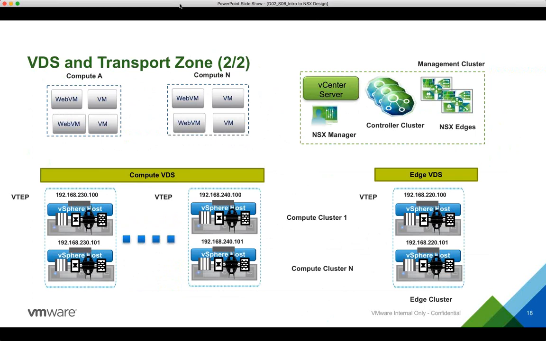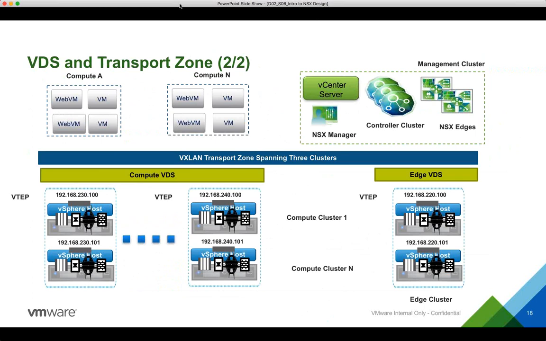So this is just a visualization here. We've got our cluster here. We've got the VTEPs, we've got our compute VDS and our edge VDS, and we've got that VXLAN transport zone that spans all of those clusters.